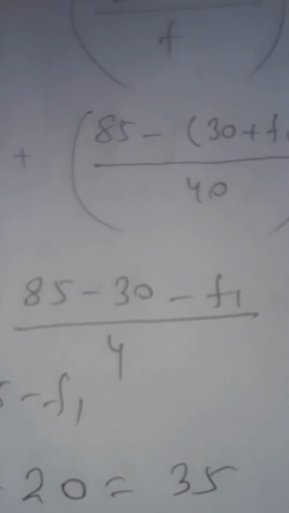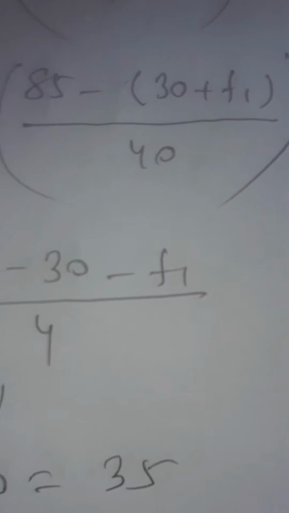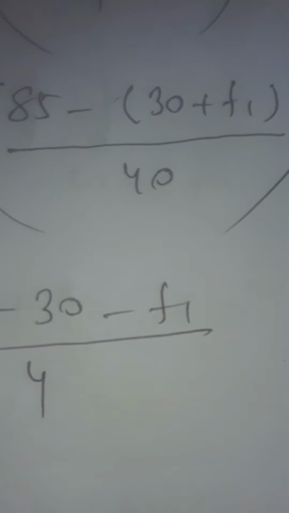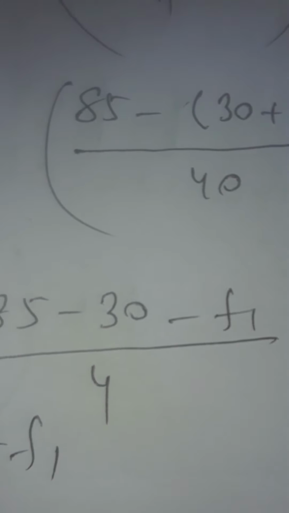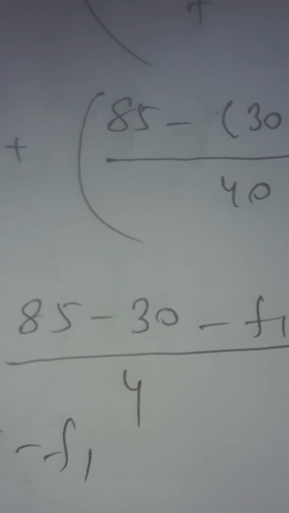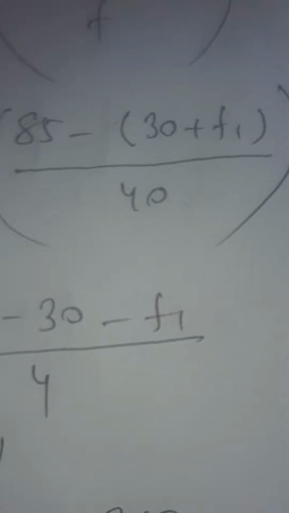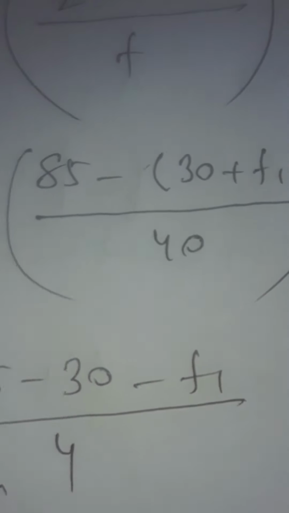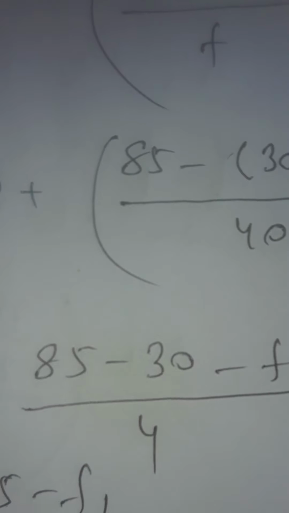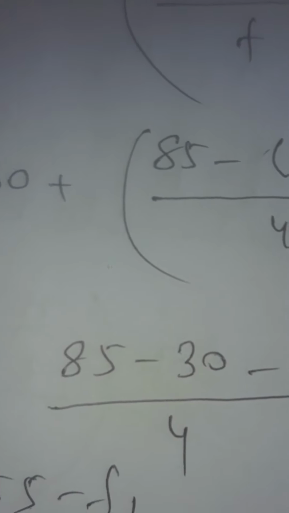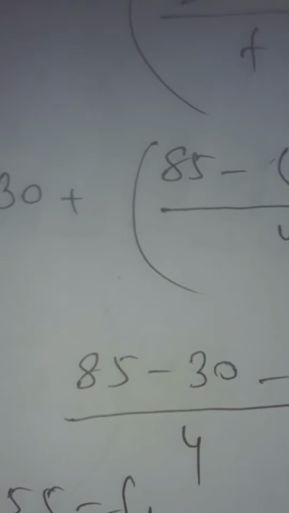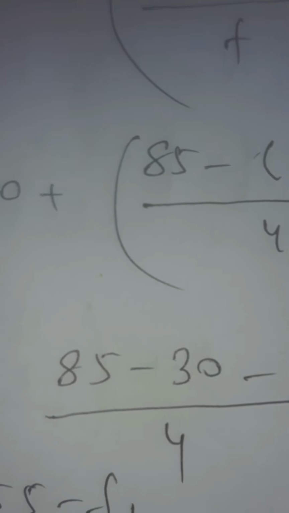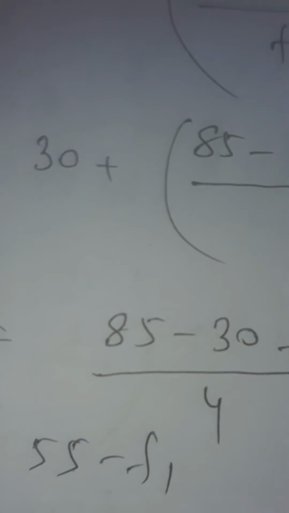And in RHS, when this 30 plus F1 bracket has been broken, the minus sign before that bracket converts all the numbers, that is 30 and F1, to the opposite sign. Since inside the bracket both 30 and F1 were positive, when we take them out of the bracket, both have been converted into negative sign. So it has become 85 minus 30 minus F1. On simplification, it will give us 55 minus F1.